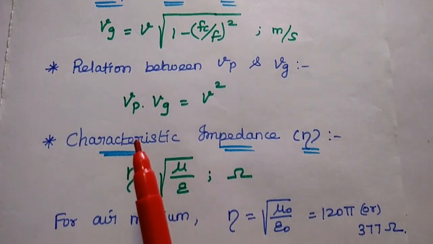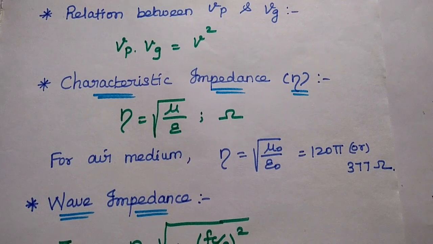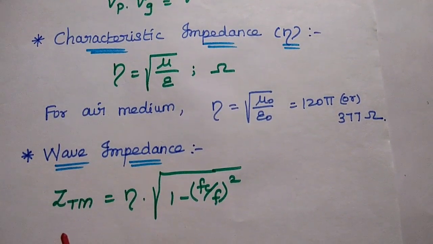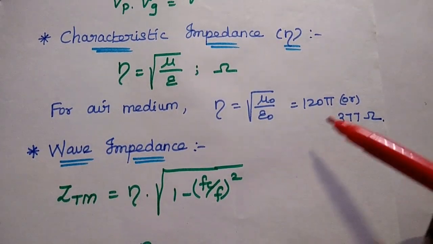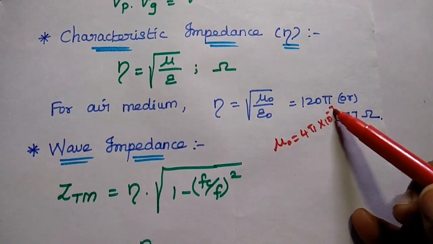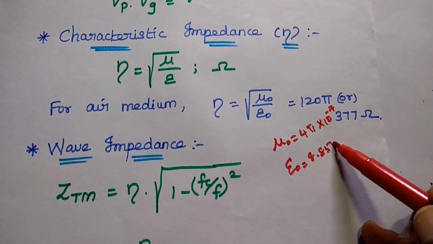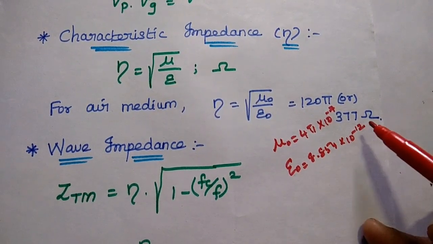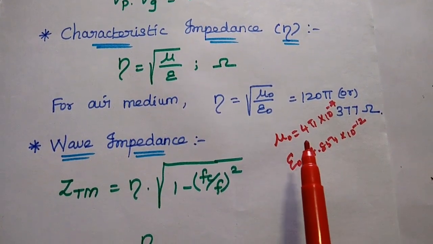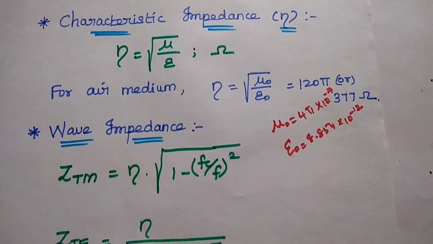Next, the characteristic impedance eta is equal to square root of mu by epsilon. For air medium, the characteristic impedance value is 120 pi or 377 ohm, because mu naught is equal to 4 pi into 10 to the power minus 7 henry per meter and epsilon naught is 8.854 into 10 to the power minus 12 farad per meter. Substituting these values in the formula gives 120 pi or 377 ohm.